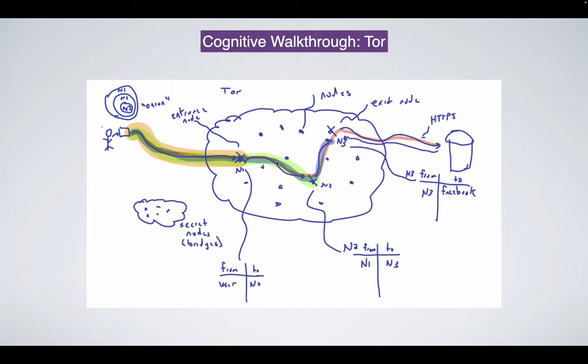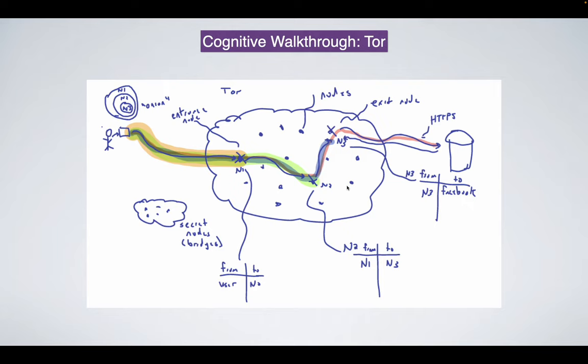Okay, so forgive the sloppy diagram, but I'll try and explain this as best as I can. So here's the user. User has a packet. First thing they do is they pick three nodes. This is meant to be the Tor network. The little dots are all the nodes. And so we decide to go through this node, and this node. Okay? So that's what we start with. The nodes themselves don't know that we pick them. We just pick them. Okay?